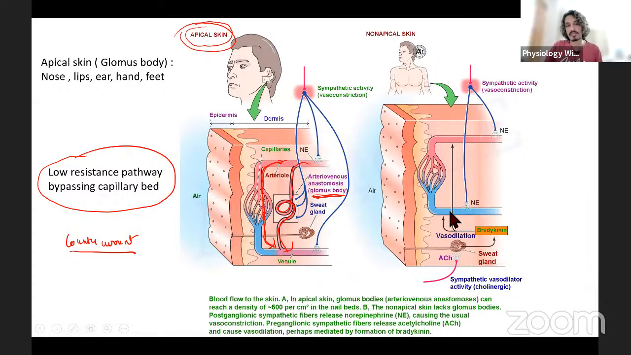There are no muscarinic receptors that you see over here, but instead what happens is, through bradykinin, it can indirectly result in a vasodilation. Okay, so these are some peculiarities that you can talk about when you talk about your skin and its cutaneous circulation. Then we have the splanchnic circulation.